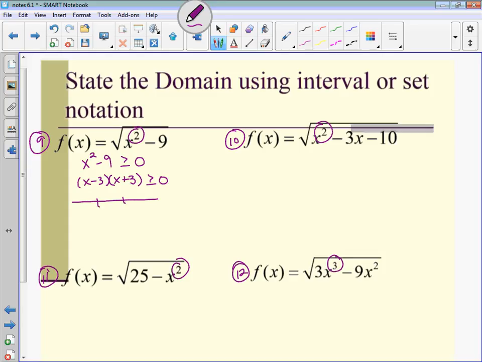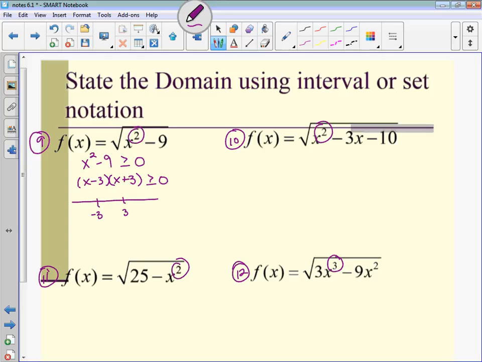I'm going to have two things on my number line because I have two factors. What do you think the two values are going to be on my number line? Yeah, negative 3 and 3. Put them in order. The negative 3 comes first. All right, we are going to test these different regions of the number line.